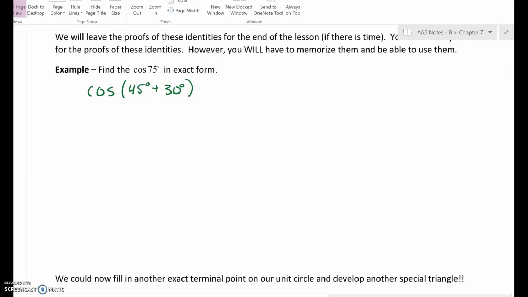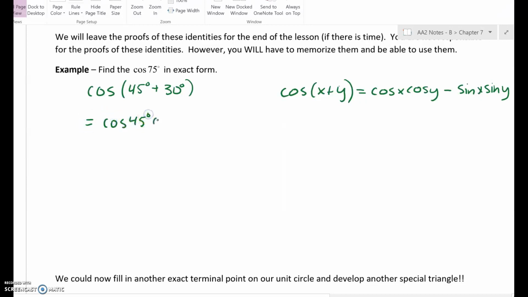Then you can do the cosine plus formula. I'm going to write it down whenever I do it so that I can start to remember it. So that's a good idea, if you write down the formula, with s's or t's or whatever you want to use. But cosine (x + y) is cosine x cosine y minus sine x sine y. So on here you have the cosine of (45 + 30) is cosine 45 degrees cosine 30 degrees minus sine of 45 degrees sine of 30 degrees.